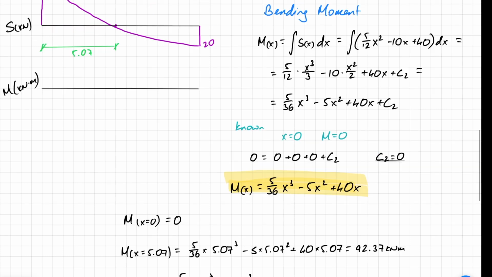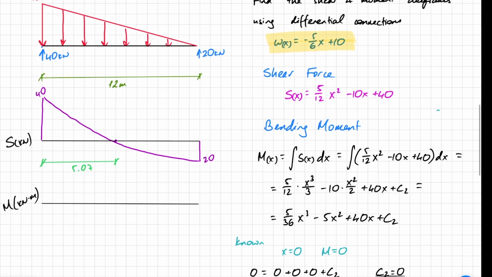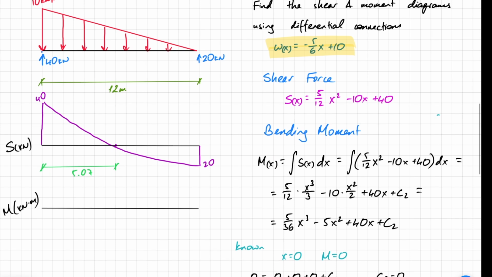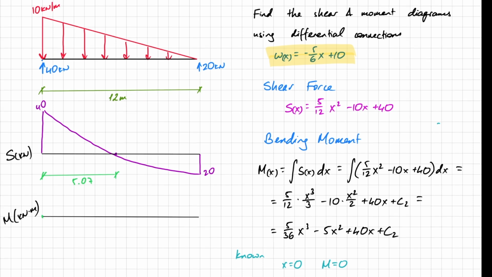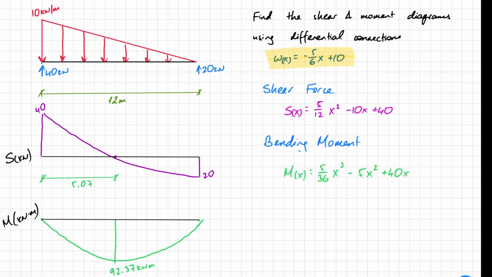So knowing these points, I'm going to move back up to my diagram and I'm going to enter them in. So as we said, 0 here and 0 here. And at this point, when my shear crosses 0, I get 92.37 kilonewton meters. And so my bending moment is going to look something like that. And that's it. Let's just end by looking at what we've done quickly.